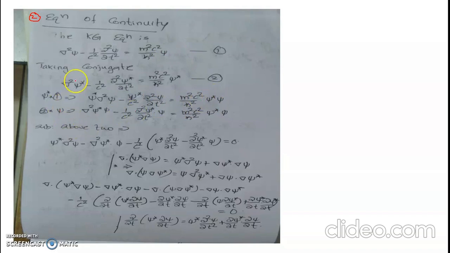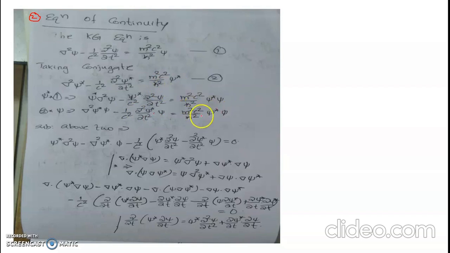And we post-multiply the conjugate equation by ψ: ∇²ψ* into ψ minus 1 by c² ∂²ψ*/∂t² into ψ equal to m²c² by ħ² into ψ*ψ.